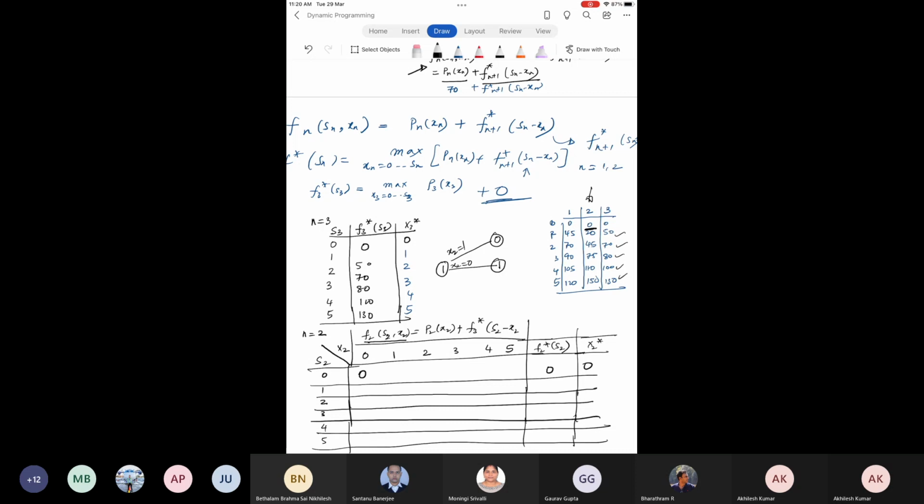Let's first look at 0. Suppose I am allocating 0 teams to this one. So what would be the cost? Sorry, profit. Immediately, how much if I'm allocating 0? P2 x2 will be 0. Correct. Plus all the future costs. So I will reach state 1. If I reach state 1 in stage 3, the value is 50. So 0 plus 50 equals 50.